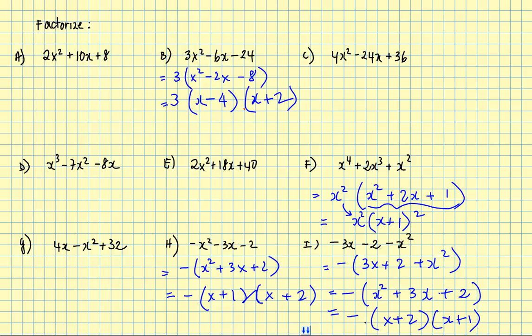All right, I'm done. Just remember to place these in the correct order of x squared to x to the constant, and we're looking for the two numbers that multiplied equal the constant, but those same two numbers added together equal the middle x term.